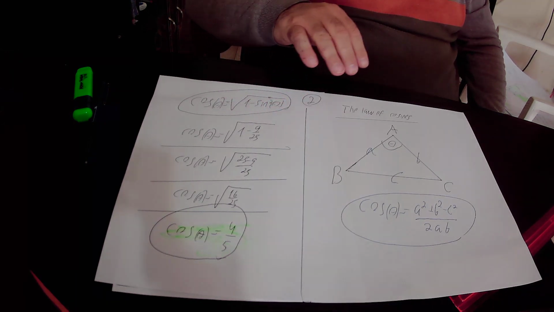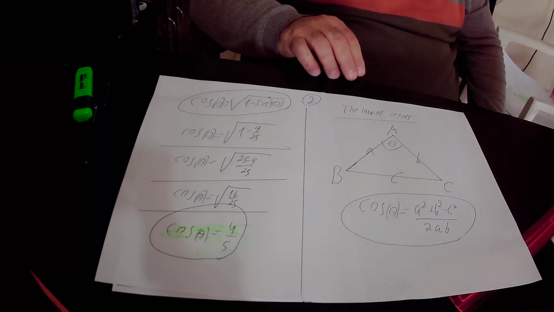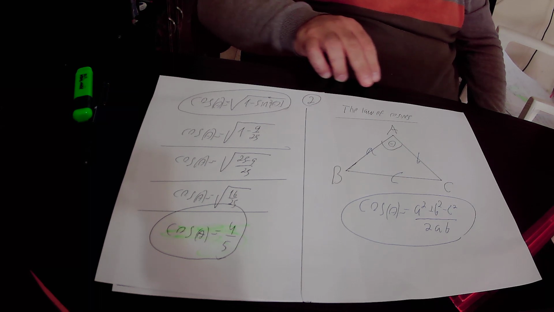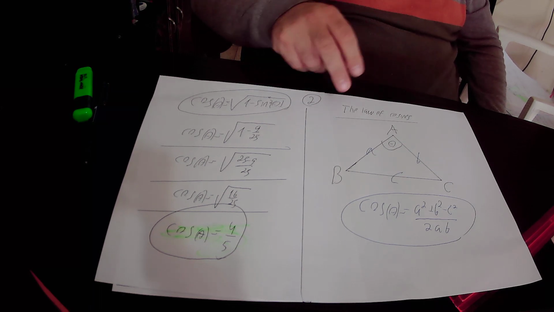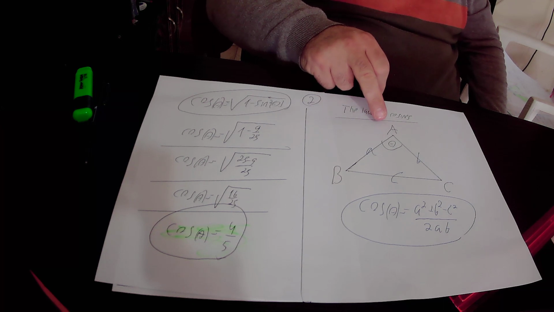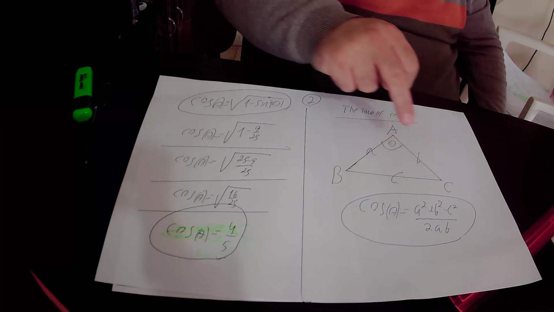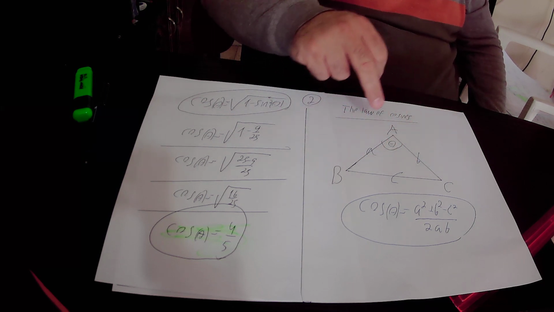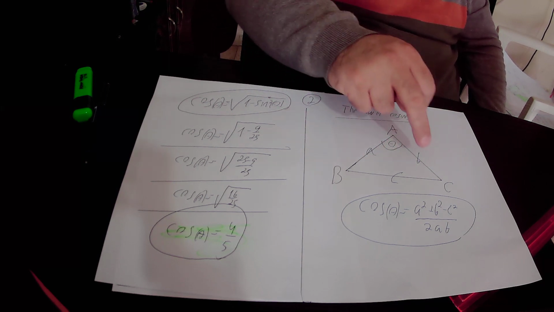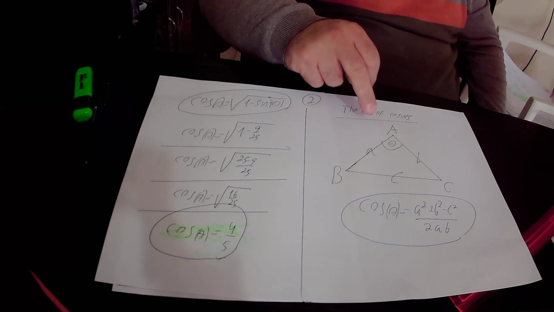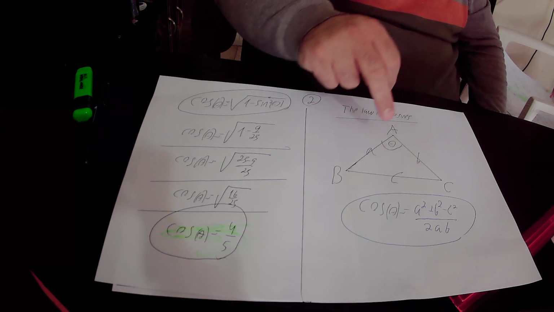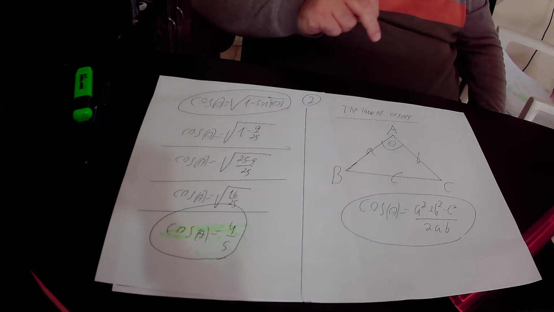Then we implemented the law of cosines in our triangle ABC. So what is the law of cosines? The law of cosines is true in any triangle. So if we have this triangle ABC, that would be any triangle, side AB equals A units, side AC equals B units, and side BC equals C units, and the angle between side AB and side AC is theta, then cosine theta equals A squared plus B squared minus C squared over 2 times AB.